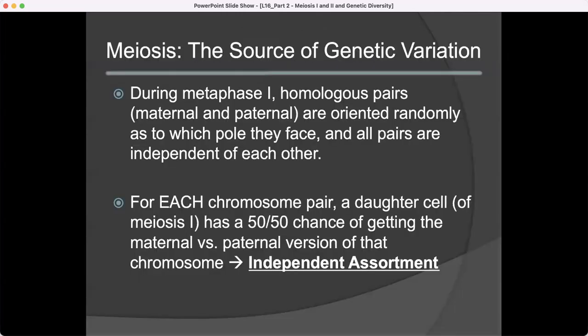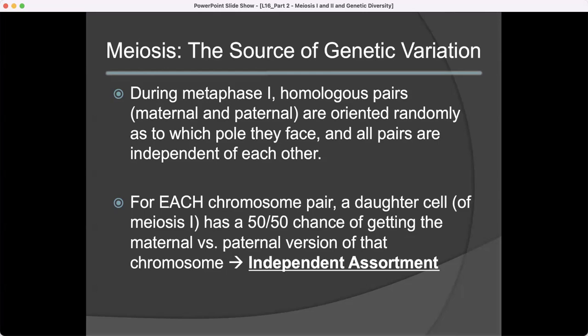During meiosis, there are many different reasons why the gametic cells or offspring are genetically unique and do not resemble the original parent cell. One of those reasons has to do with the law of independent assortment. During metaphase 1, when the homologous pairs of chromosomes, meaning the maternal original copy and the paternal original copy, pair up, they're oriented randomly as to which pole they face, which means that when they become separated out, it is going to be random which one, maternal or paternal, is pulled to either pole.